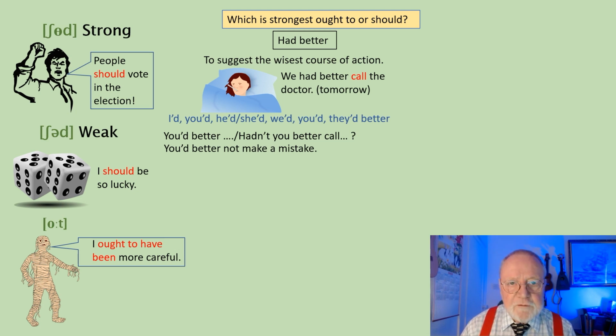We can use the negative form to make a question. Hadn't you better call the doctor? Notice that the not comes after had and goes before the subject you. An imperative with a negative tells you not to do something. You'd better not make a mistake, but this time the not comes after better. These are very useful constructions, and it makes you sound very English if you can get them right. So you'd better not make a mistake.